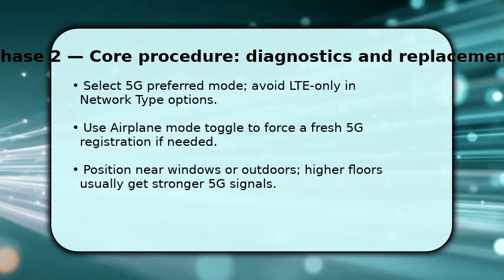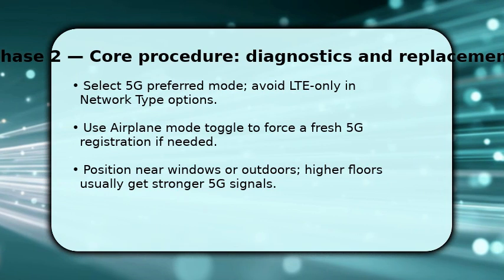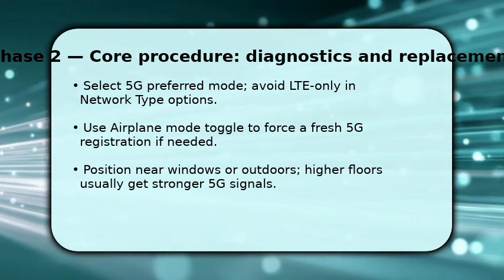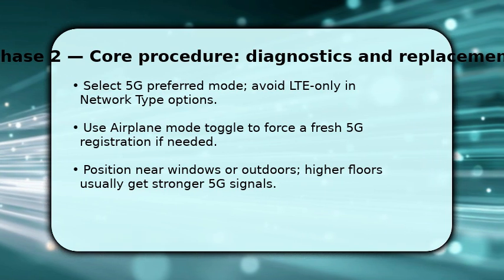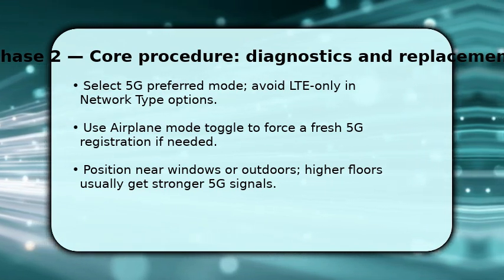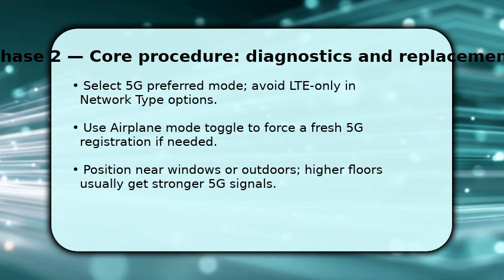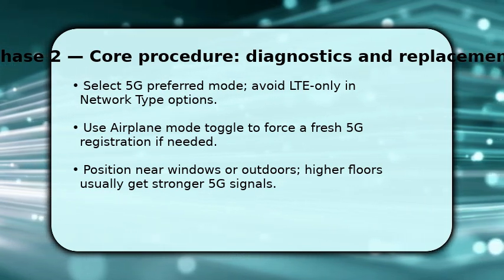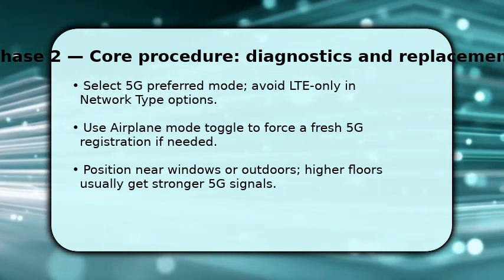Next, optimize your phone and location to lock onto Globe 5G. In network type, choose 5G Preferred or 5G/4G Auto so the phone can roam between bands. If you don't see 5G, toggle airplane mode for 5-10 seconds to force re-registration with nearby towers.